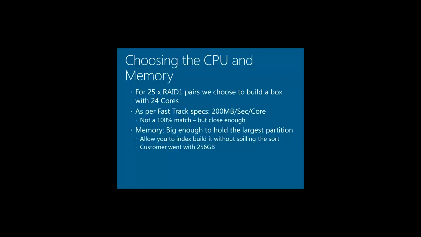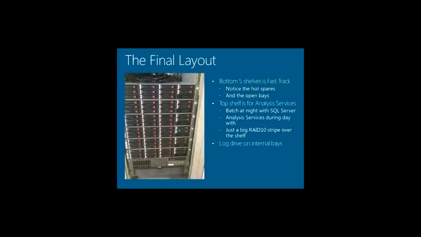So now we've got the end-to-end system here, and that's physically what it looked like. The server's in the bottom. We've got 5 shelves of storage, which we just saw. You can notice that one of these bays is empty in each shelf, just like we discussed. The log drives are in the internal drives within the server itself. The top shelf is for another purpose, for analysis services.